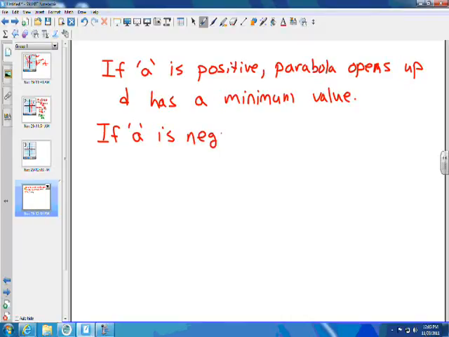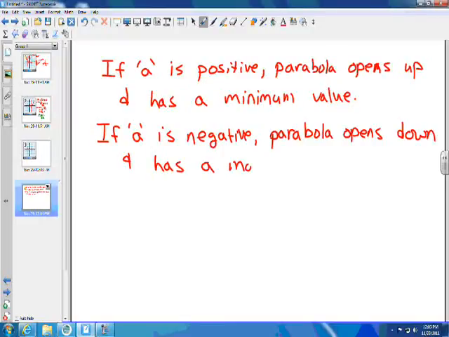If A is negative, it's the opposite. The parabola opens down and has a maximum value. So the other set of problems that you'll do in your homework, you do not have to graph anything, unless you ask me if you have to, and I'm probably going to say yes. You do not have to graph. All you have to do is find out whether it's a maximum or minimum and then find the value by looking at A. So that's what we're going to do in the next example.